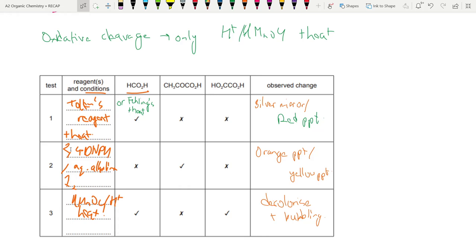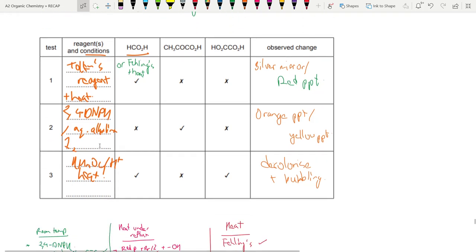How could we differentiate this ketone from the others? By using 2,4-DNPH or aqueous alkaline iodine. We would get a yellow precipitate for aqueous alkaline iodine and an orange precipitate for 2,4-DNPH. What about ethanedioic acid and methanoic acid? Something that reacts with both of them but not the one in the middle. We need hot concentrated acidified KMnO4. It would decolorize the solution and bubbling would occur.